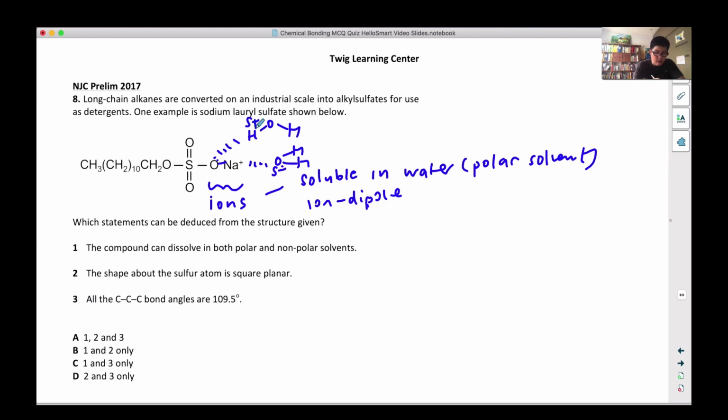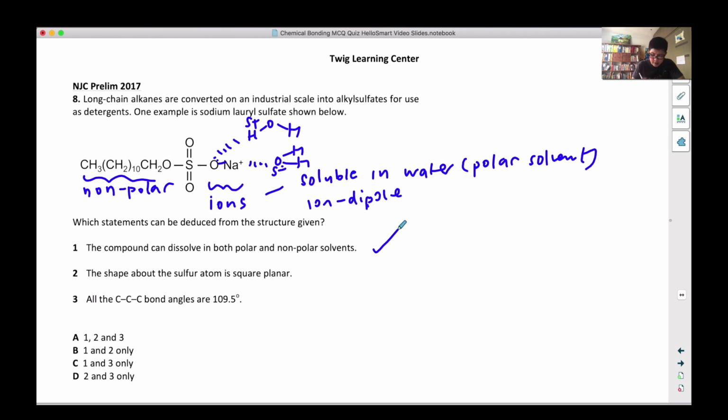This part of the molecule is actually non-polar. It's just a hydrocarbon, so it'll be soluble in non-polar solvents. That's why we teach you the concept of like dissolves like: non-polar dissolves in non-polar, polar dissolves in polar. So the compound can dissolve in both polar and non-polar solvents. That is definitely true.